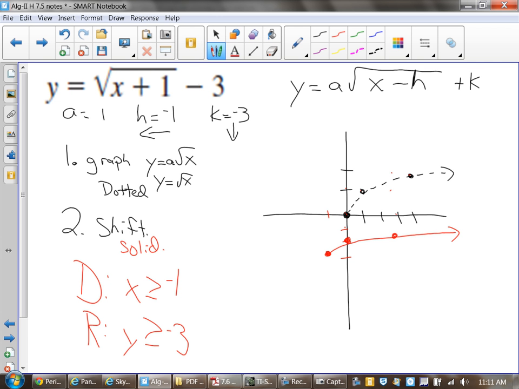Because if you think about it, if your domain and range for your original graph started at 0, 0, if it's moving left 1 and down 3, wouldn't your domain and range move left 1 and down 3? Same idea. Okay? So when you graph these, I'll ask you to graph the parent function with the dotted, and then shift it with the solid. No, you don't have to have 2 colors. Not bad. Let's try one with a cube.